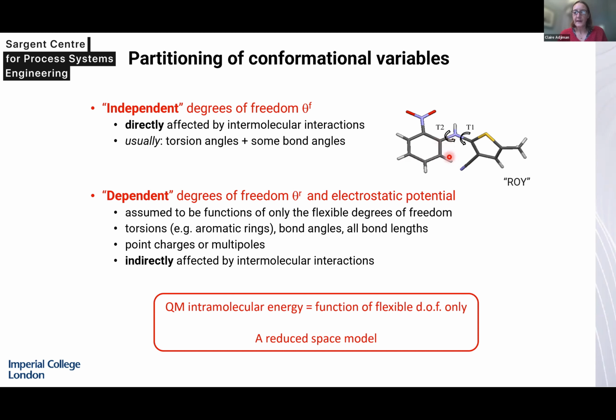And they have a strong relationship to the intramolecular energy. So changing these torsion angles really has a big impact on the value of the intramolecular energy. And then all other variables that describe the conformation of a molecule are what we call dependent degrees of freedom, theta r, for the conformation. And then the electrostatic potential is also dependent upon these here. So we essentially develop a reduced space model for this.